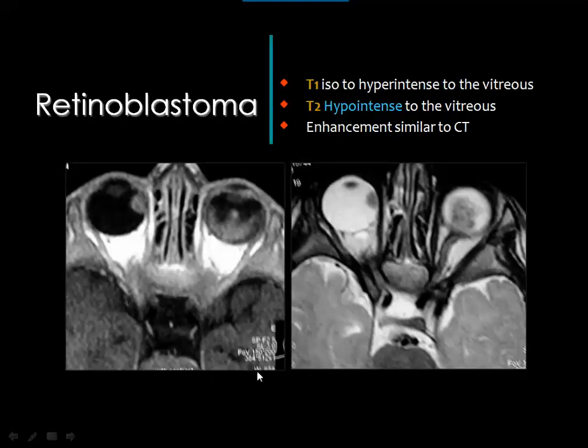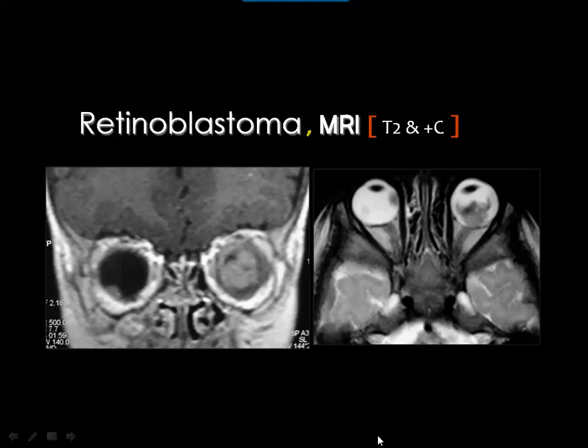And retinoblastoma by MRI will appear of intermediate signal in the T1 and also of intermediate signal in the T2 with faint post-contrast enhancement. And this is also a retinoblastoma by MRI, a coronal T1 weighted image, and this is an axial T2 weighted image.